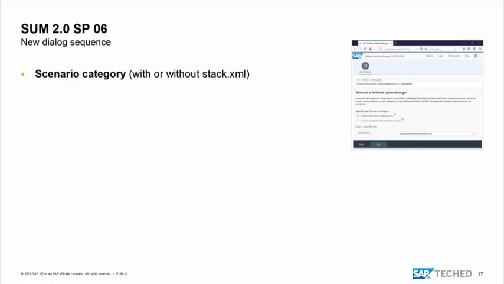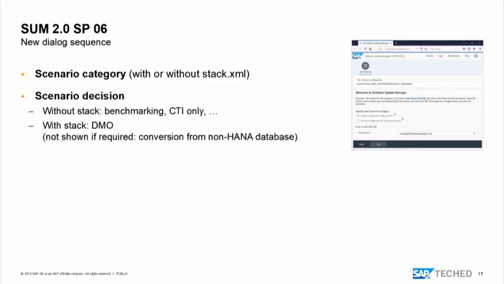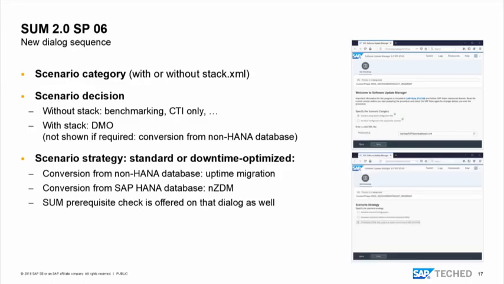Well, if we focus on a system conversion only, then there's no doubt we need a stack XML. That's clear. So we will provide the stack XML. The second dialog is then asking whether you would like to do migration. Well, in the conversion case, this is decided by the tool, but that is a general decision here. And the third level is what we call scenario strategy. And there you get the question whether you would like to follow the standard approach or whether you would like to use the downtime optimized approach where downtime is reduced.